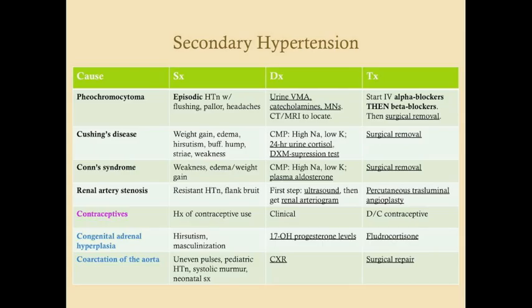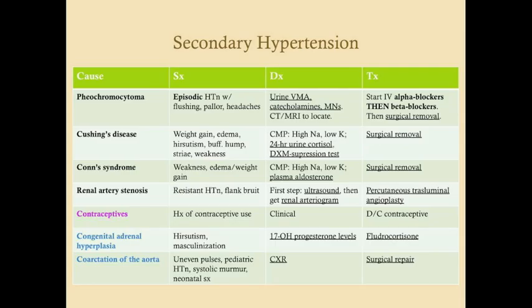So Cushing's disease, if you've looked at the renal slides, you should remember is characterized by weight gain, edema, hirsutism, buffalo hump, striae, and weakness. So the edema and the weakness and part of the weight gain is due to the aldosterone effects of Cushing's disease, and Cushing's disease is simply a high cortisol. And then the hirsutism, buffalo hump, and striae are directly due to the cortisol.